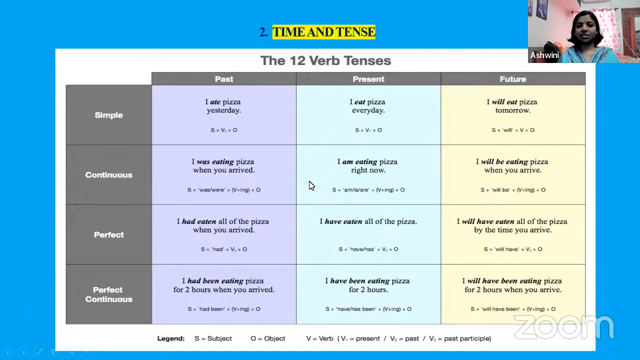Okay, so this small chart is in front of you. You can take a screenshot of it, or you can read this after this presentation. Simple, continuous, perfect and perfect continuous tense, past, present and future are given to you. You have to learn this chart. Okay, now next.